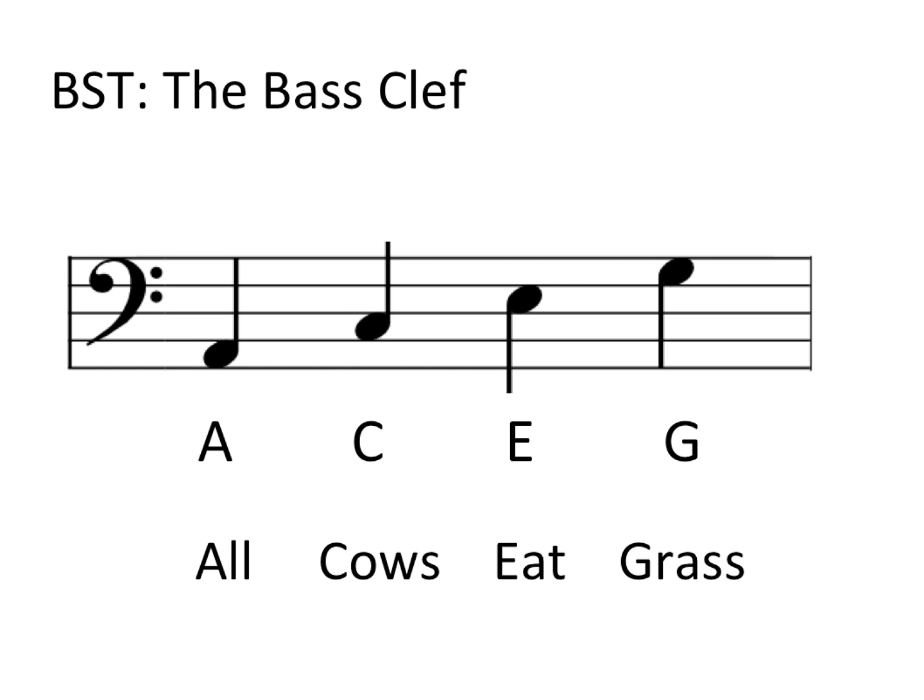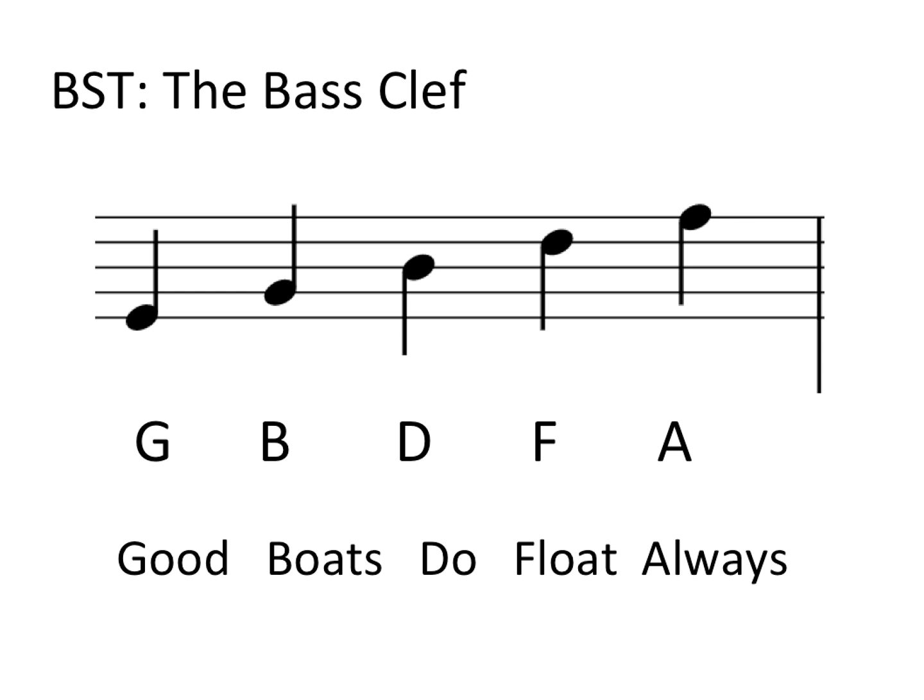So first we have the spaces, which are A, C, E, and G, which would read out A, C, E, G. All cows eat grass. That's just a good way to remember the notes on the spaces in the bass clef. And now for the lines, we have good boats do float always. So G, B, D, F, A. Good boats do float always.